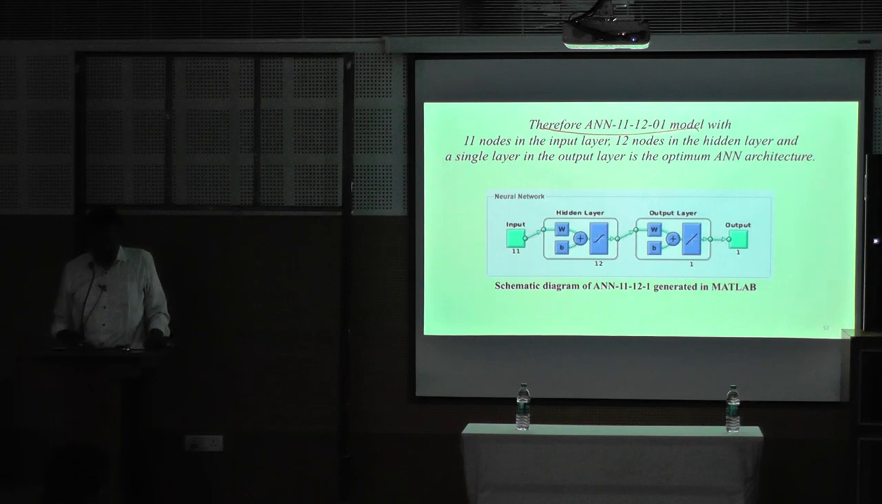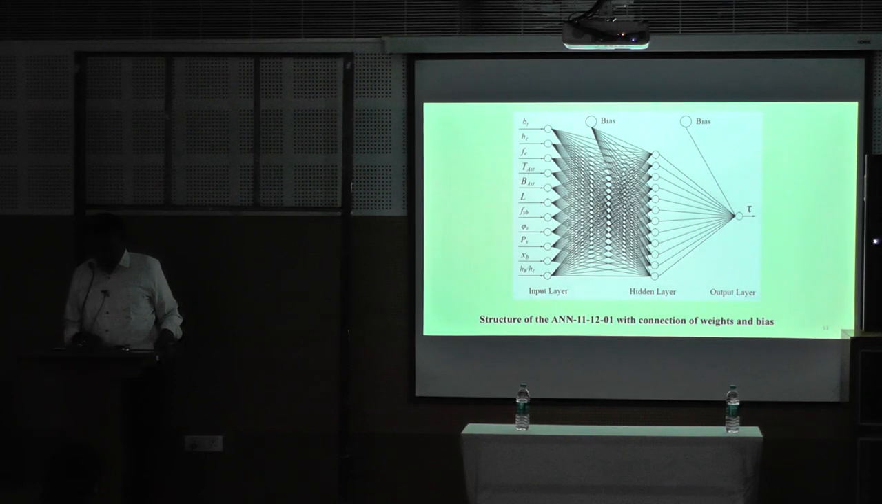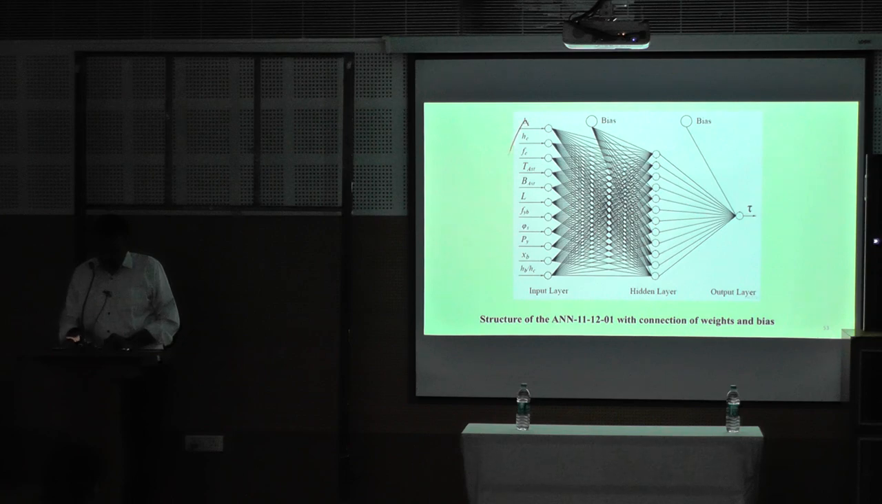Therefore the ANN 11-12-01 model, with 11 nodes in the input layer and 12 nodes in the hidden layer, a single hidden layer, is the optimum ANN architecture. So how it works, I will tell you like this. This is the basic architecture. Among these 11 parameters, which route is correct? I will go a different route.